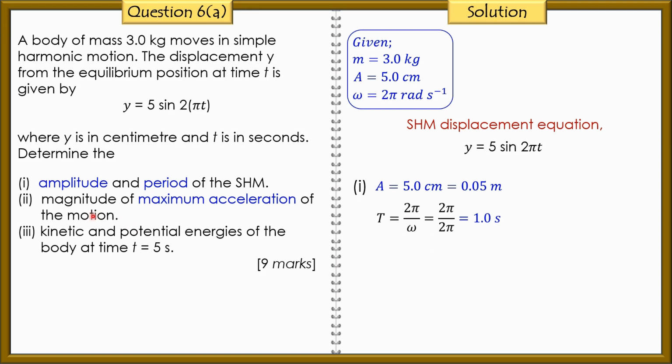For question number 2, you need to determine the magnitude of maximum acceleration of the motion. For the maximum acceleration, we will use the equation a max is equal to A omega squared. A is 0.05 meter and omega is 2 pi. When you calculate, you will get that the magnitude of the maximum acceleration is 1.97 meter per second squared.